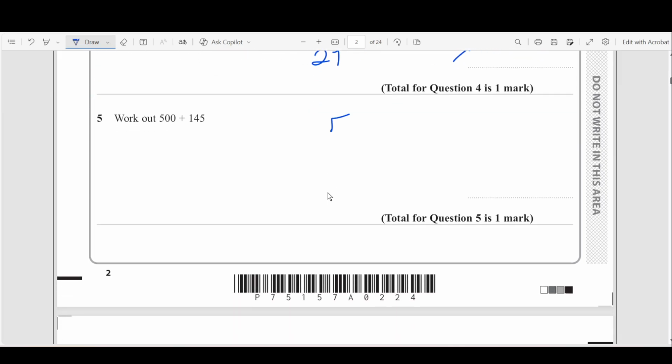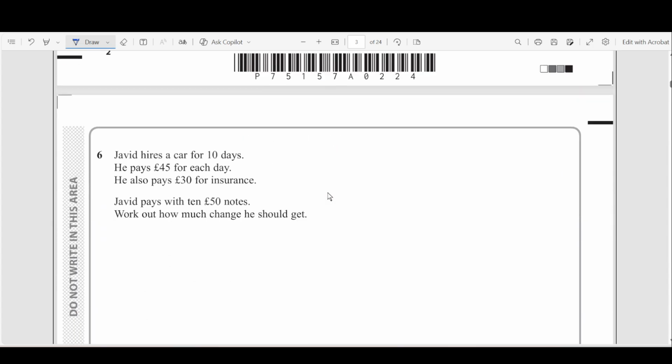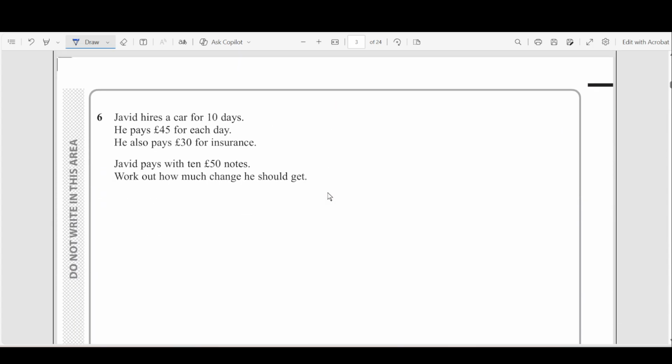Next is just we need to add 500 and 145. So I'm going to use column method. 0 plus 5, 5. 0 plus 4, 4. 5 plus 1, 6. And that's our answer, right? Next we have a word problem.